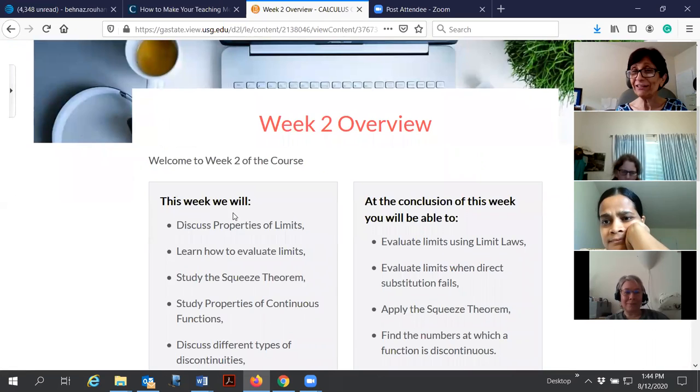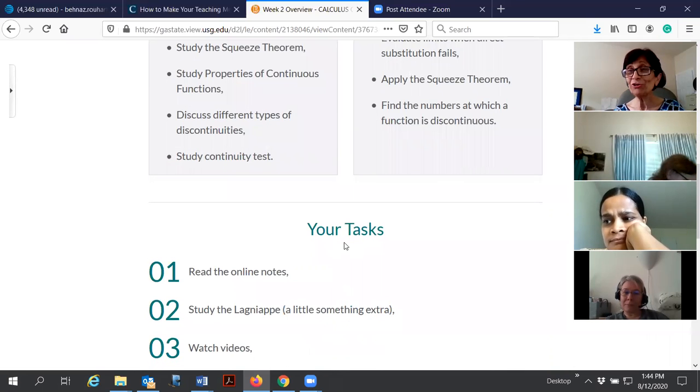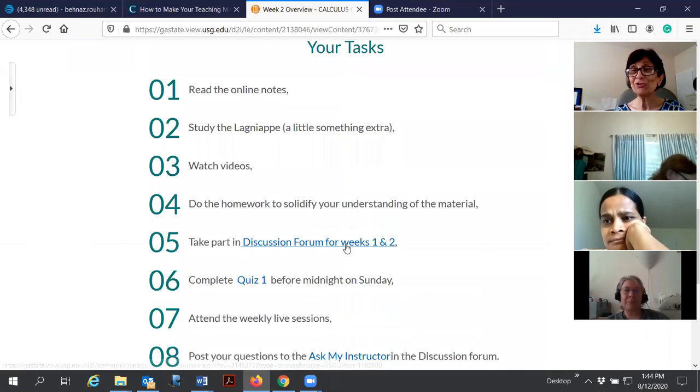Welcome to week 2 of the course. This week we will discuss this, learn this, study this, and then at the conclusion of this week, you will be able to evaluate limits using limit laws, evaluate limits when direct substitution fails, and so on and so forth. And then what are your tasks? And these are your tasks.